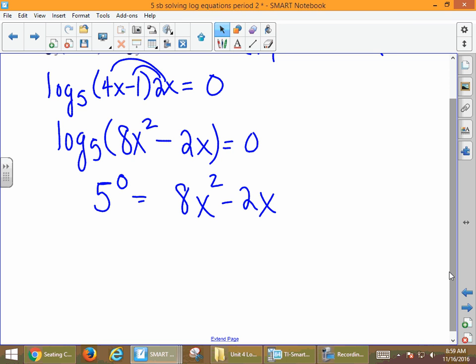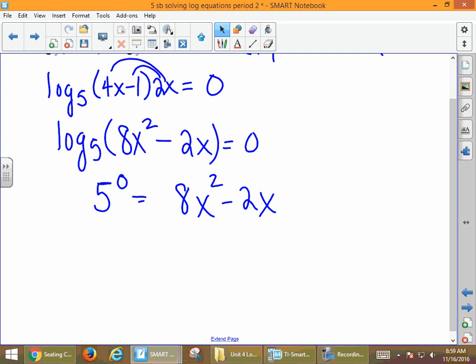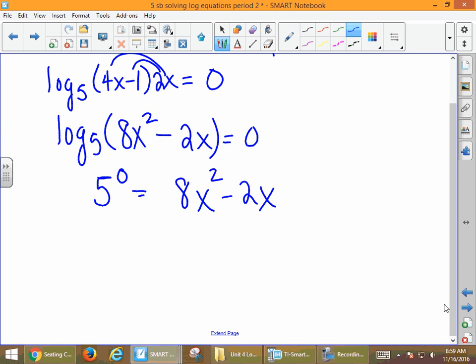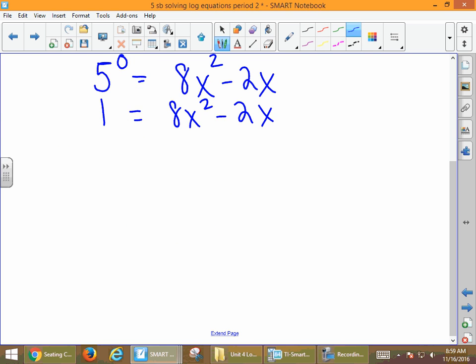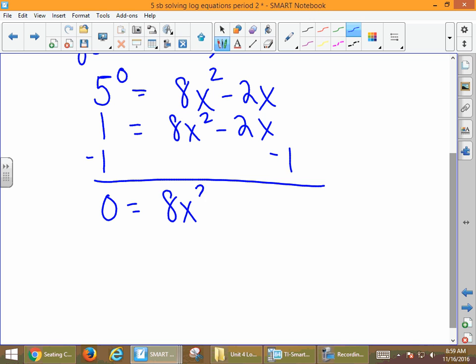So if we don't know what 5 to the 0 is, we can go over to the calculator and type it in. 5 to the 0 is 1. So we've got 1 equals 8x squared minus 2x. And then we're going to subtract 1 from both sides. So we have 0 equals 8x squared minus 2x minus 1. And we're going to have to factor.